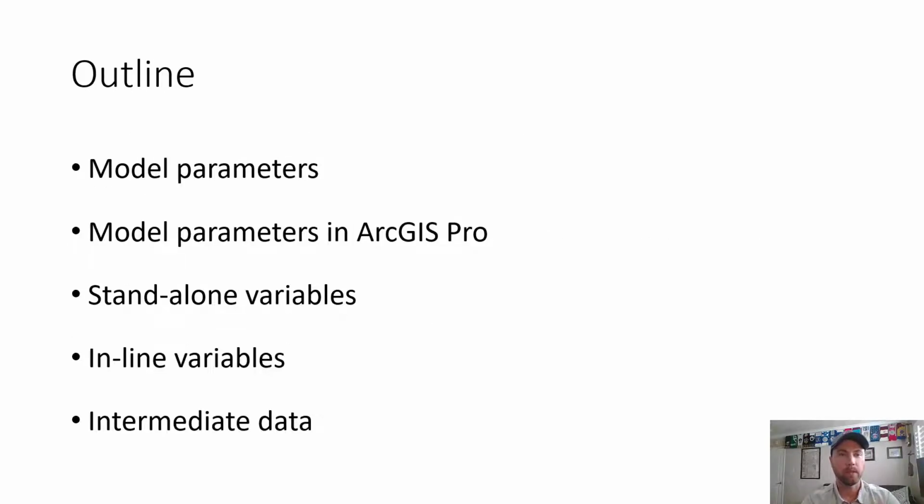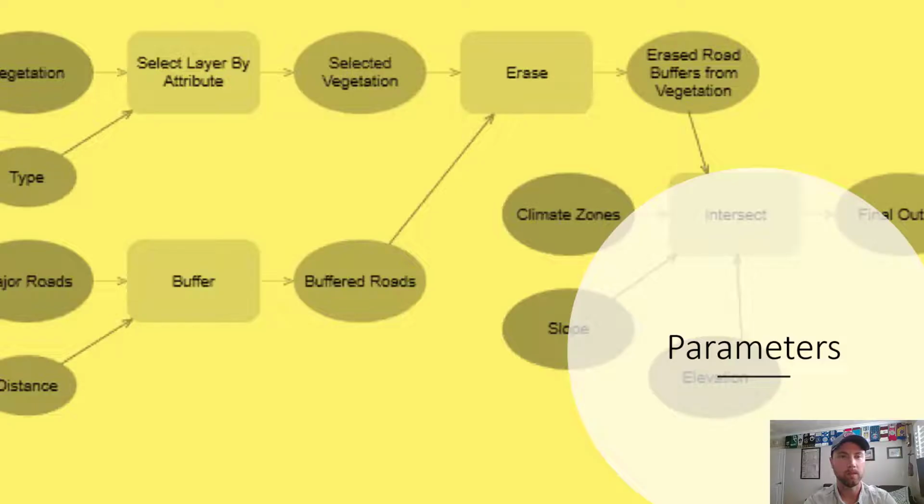So a quick outline of this week's lecture: model parameters in ArcGIS Pro, standalone variables, inline variables, and intermediate data. So we're going to cover each of these points quickly this week.